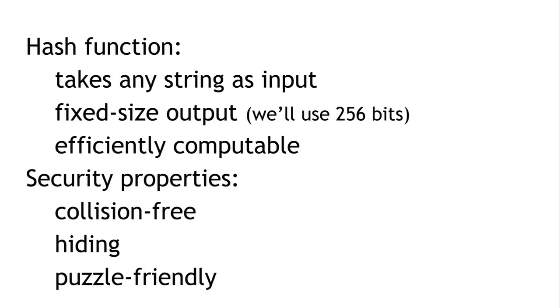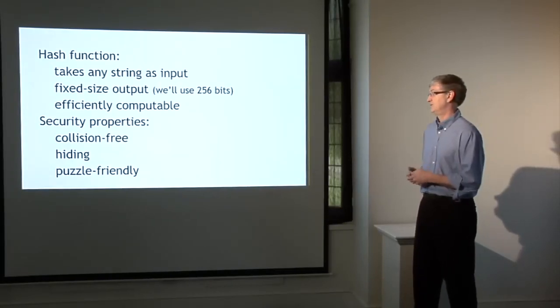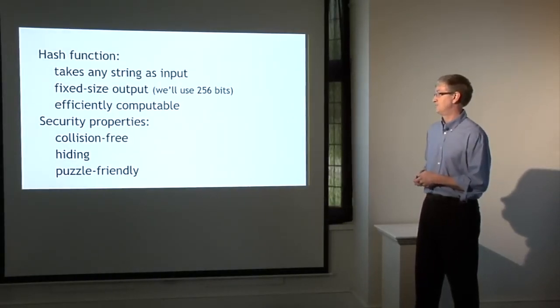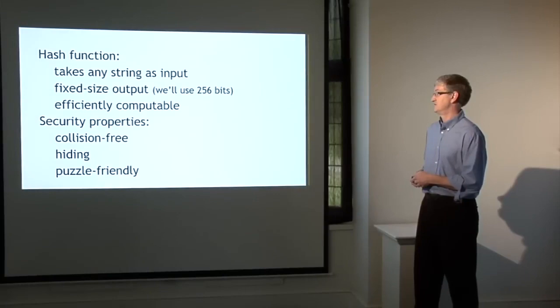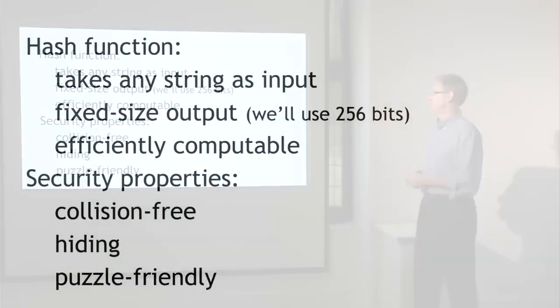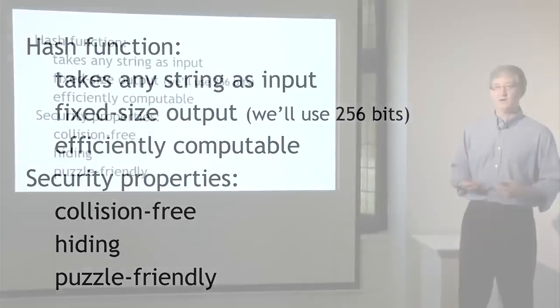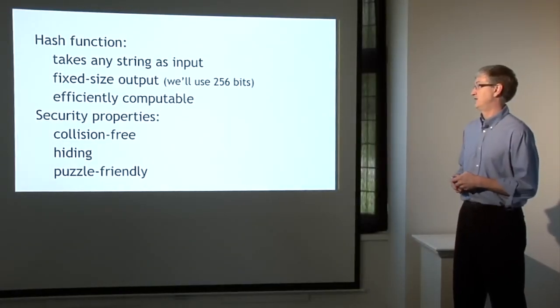So that's a hash function, but we're going to need hash functions that are cryptographically secure. The cryptographic properties of hash functions are a complicated topic in general, but we're going to focus here on three particular properties, and I'll explain in a minute what those are. In particular, that the function is collision-free, that it has a hiding property, and that it's puzzle-friendly. For each of these, I'll talk about what the property is, what it means, and then why it's useful to have a function that has that property.